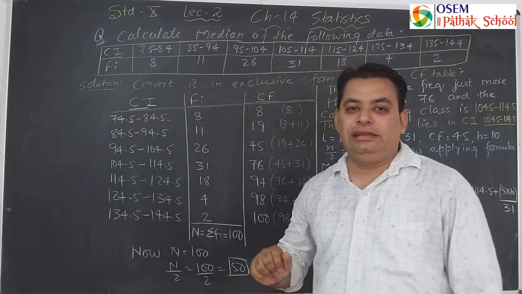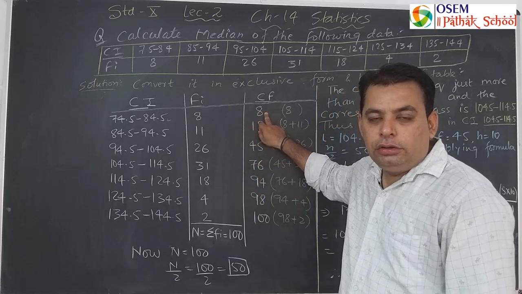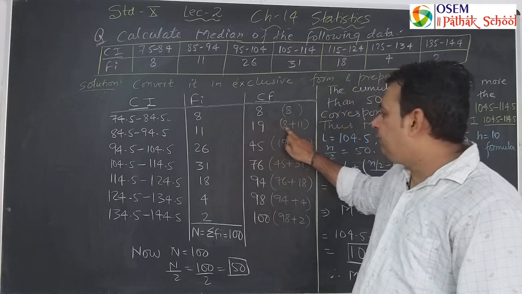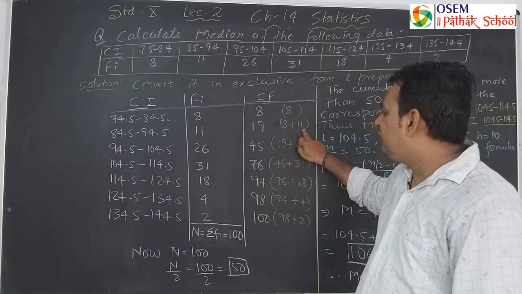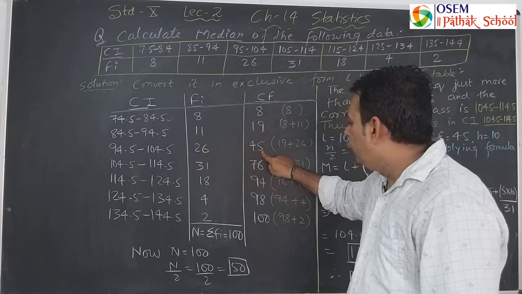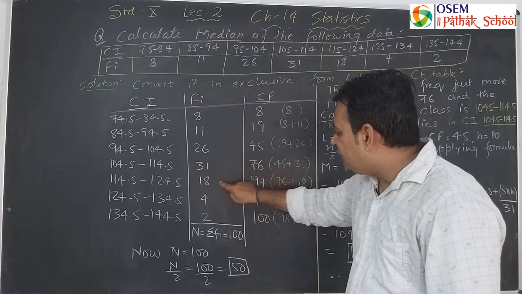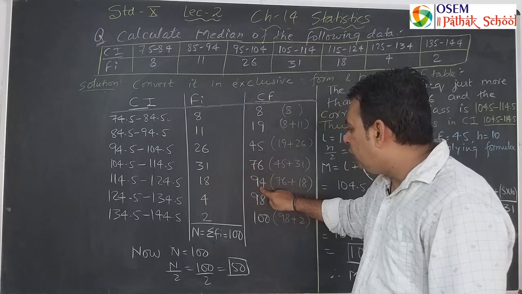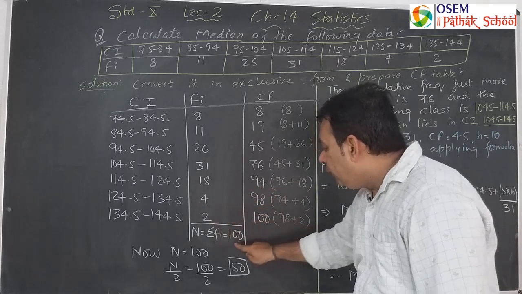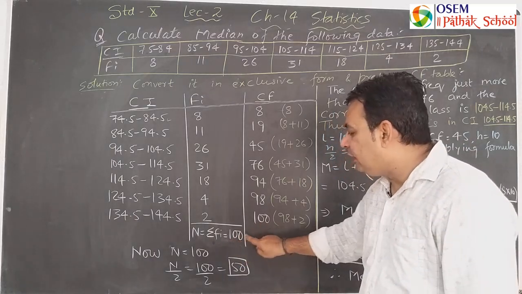You have to understand that thing over here. फ्रीक्वेंसी का जो पहला नंबर होगा वही CF होगा. You can see over here. Then 8 plus 11, 19. I have shown you 8 plus 11. Then add this one. 19 plus 26, 45. 45 plus 31, 76. 76 plus 18, 94. 94 plus 4, 98. 98 plus 2, 100. फ्रीक्वेंसी का टोटल और CF का एंडिंग पार्ट वो दोनों हमेशा इक्वल आना चाहिए.